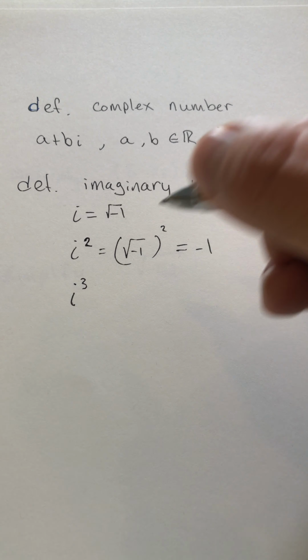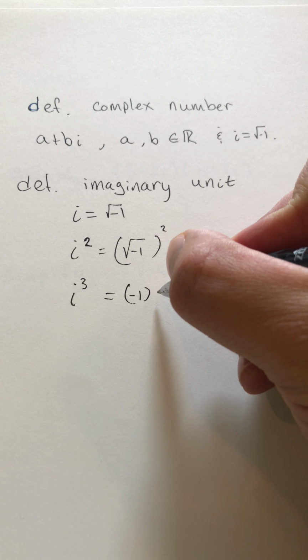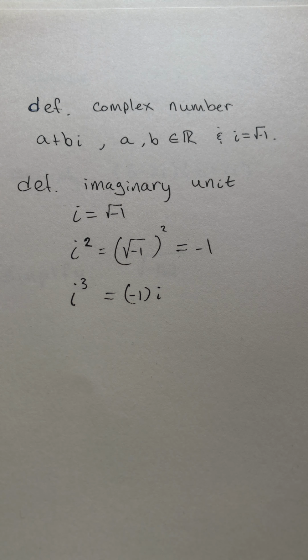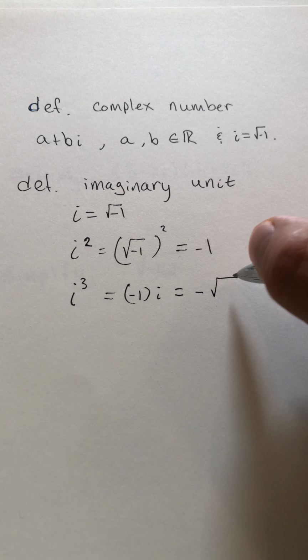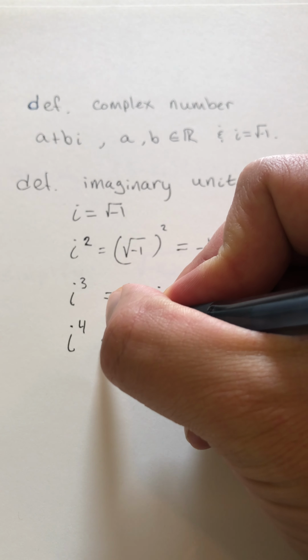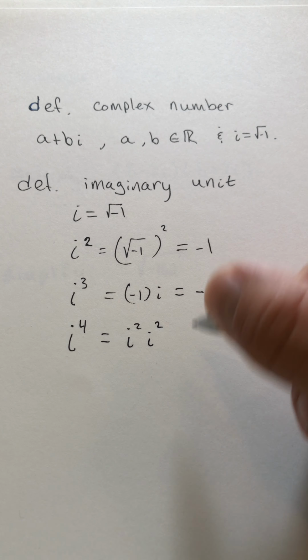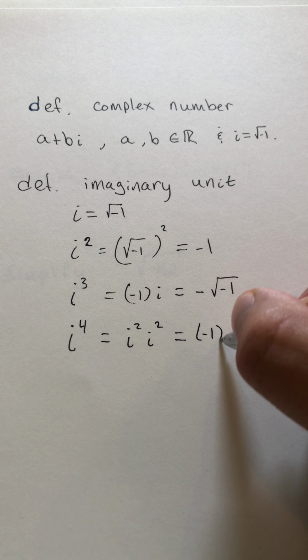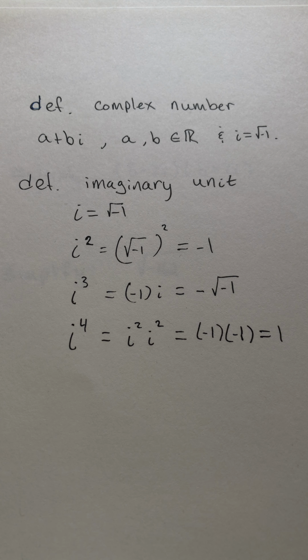Then if we did i cubed, we'd have -1 times i. Since i squared is -1, we would have negative square root of -1. Now i to the fourth is the same thing as saying i squared times i squared, which is -1 times -1, which is 1.